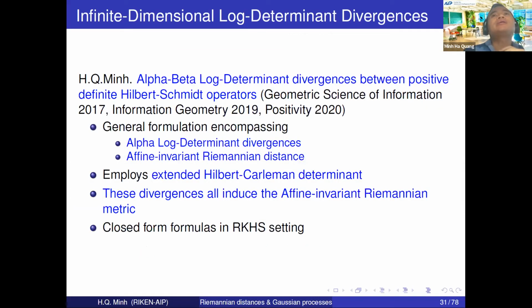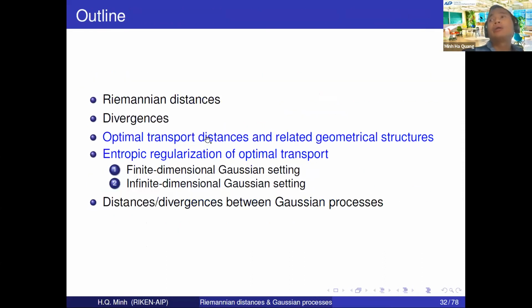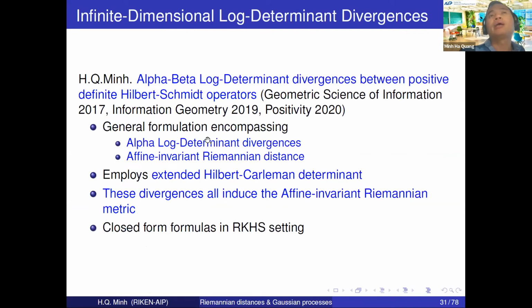Okay, so this formulation for our divergences can be generalized quite substantially. We have something called the alpha-beta log-determinant divergences, which can be defined not just for positive trace class operators, but in general for positive Hilbert-Schmidt operators, as well as for the whole manifold. In particular, it encompasses the alpha log-determinant divergence I talked about just now, and also the affine-invariant Riemannian distance. They all induce the same affine-invariant Riemannian metric.